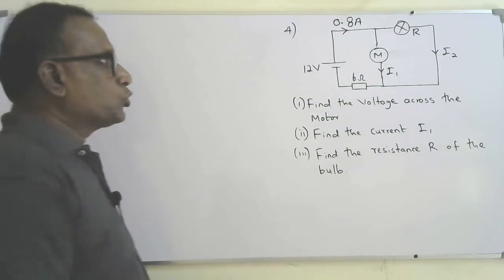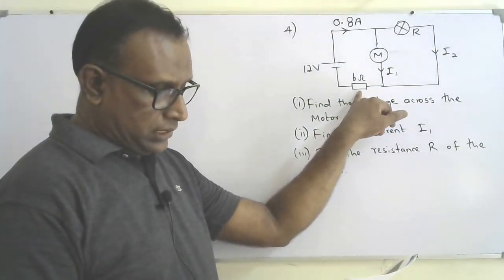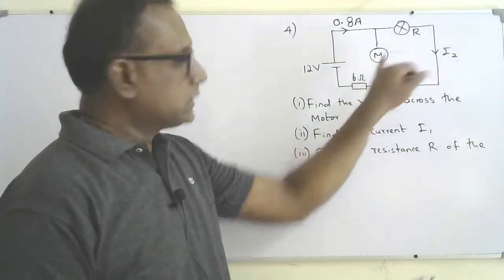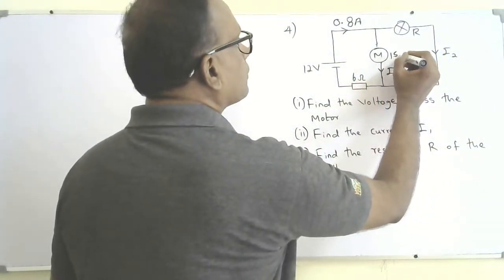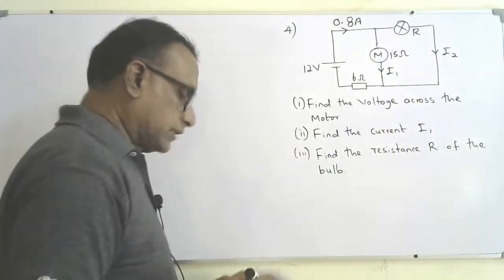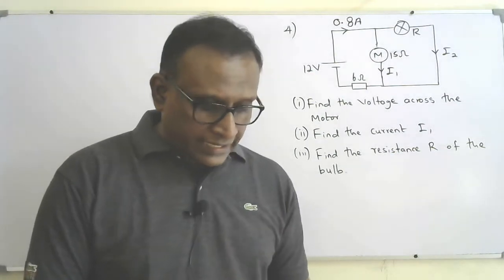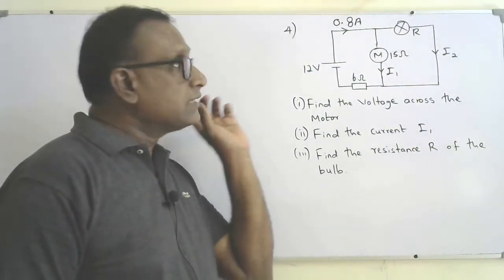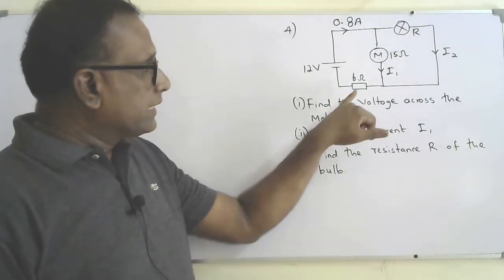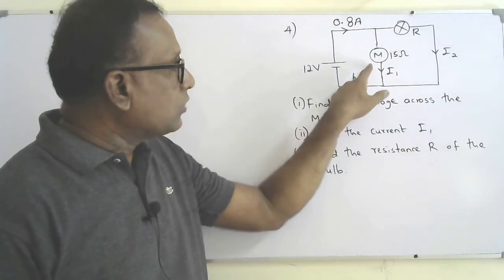Okay, so this is the fourth question. Three different components, a resistor of 6 ohms, a motor of resistance 15 ohms, and a bulb of resistance R are connected like this. Now we'll analyze again. Last lesson also I analyzed it. Again, I'll analyze it. How are they connected? The motor and this resistance, how are they connected?